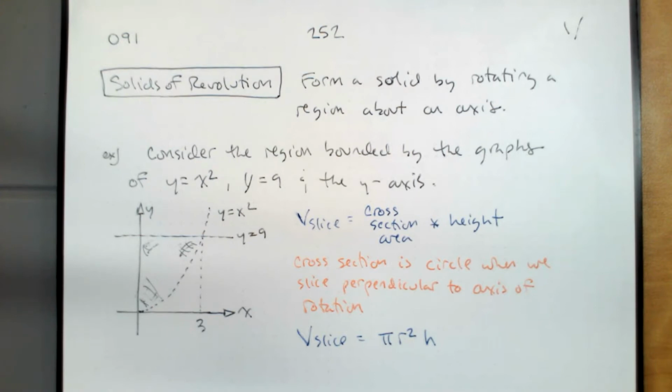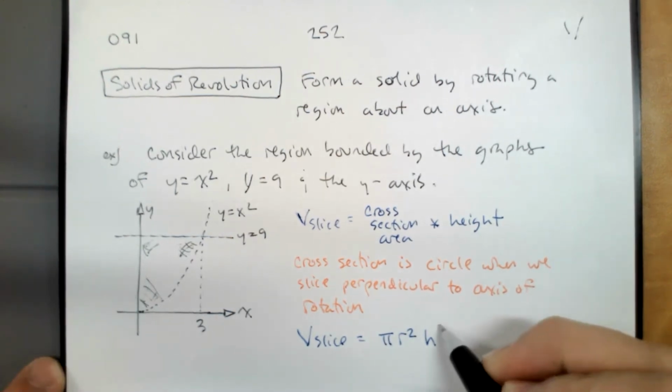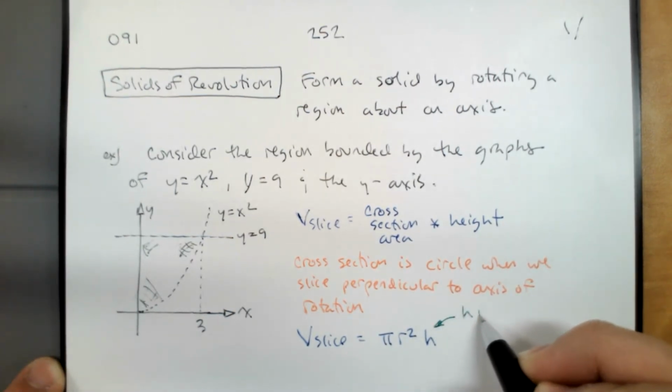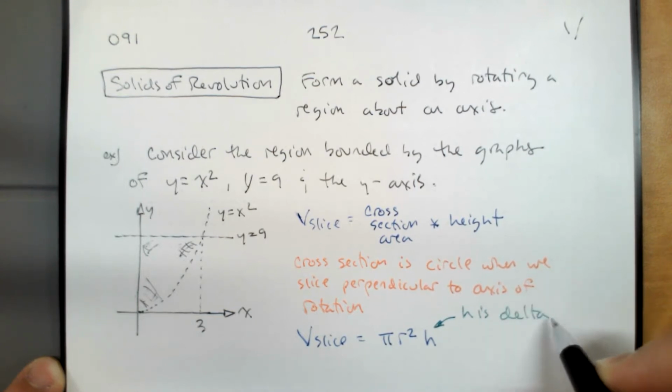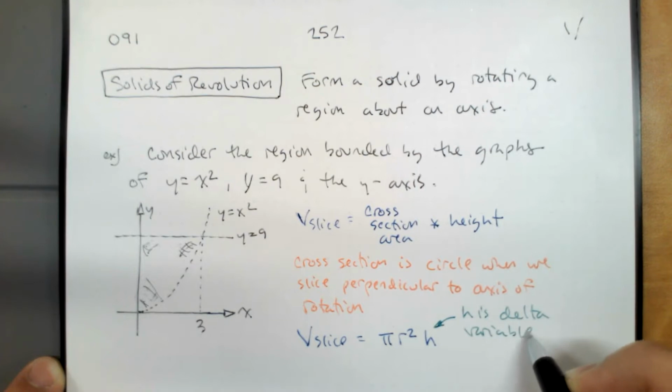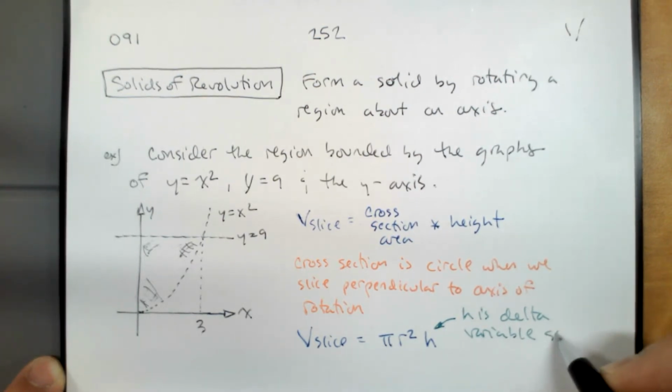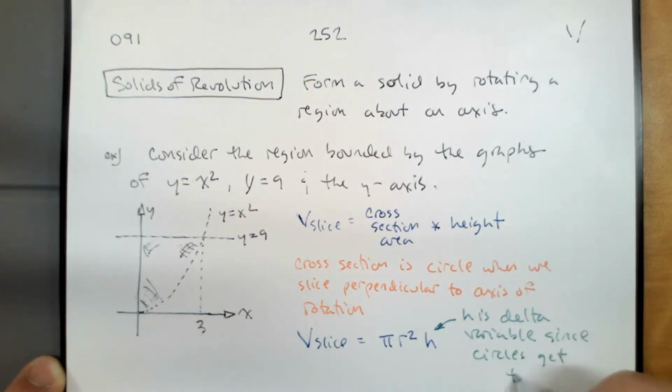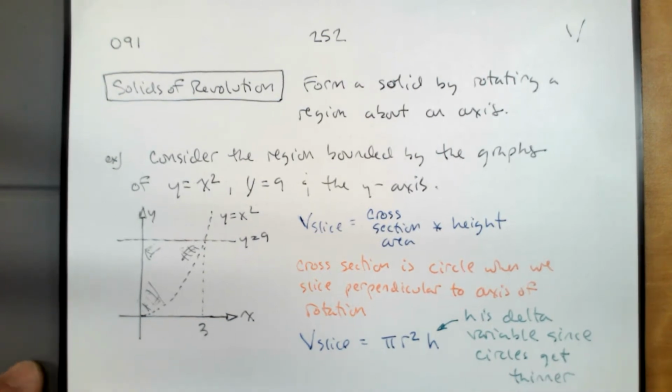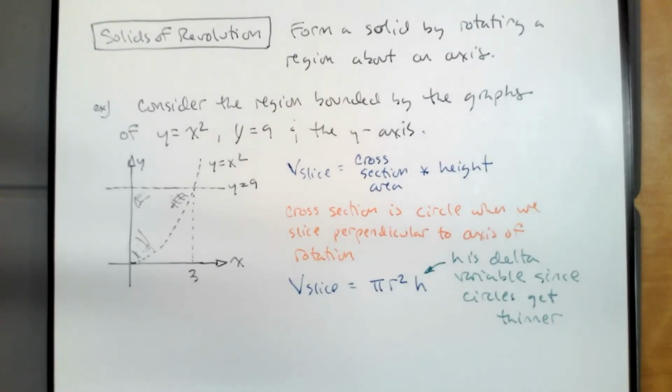And because the circles are getting thinner, we got this stack of circles that are getting thinner. H is the delta variable since the circles are getting thinner. So it's just cross-sectional area multiplied by the height.